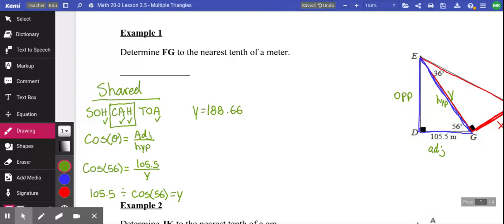Sohcahtoa. So, are you good with labeling the chart? You're good with labeling it? Yeah. Okay, awesome. Sohcahtoa is like our way of choosing our formula, right?